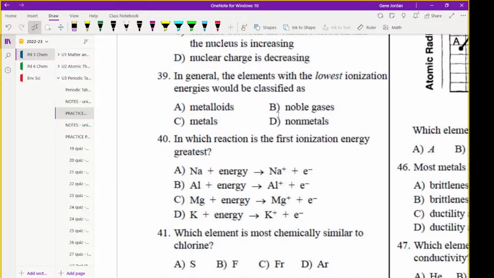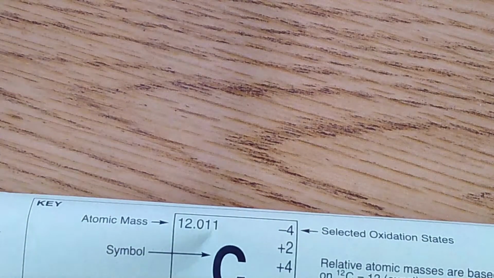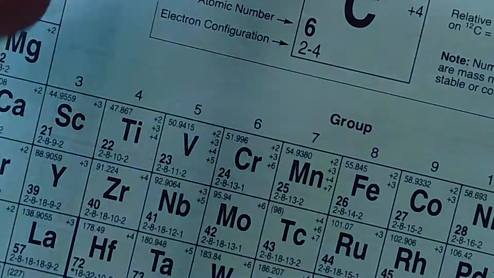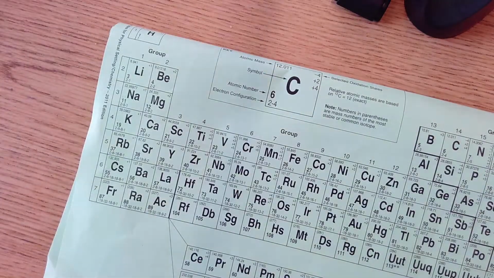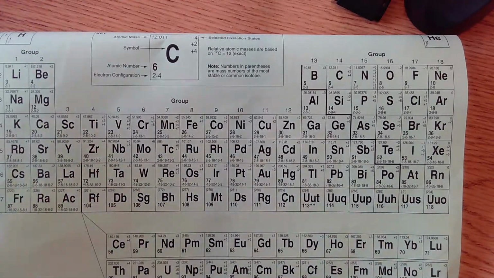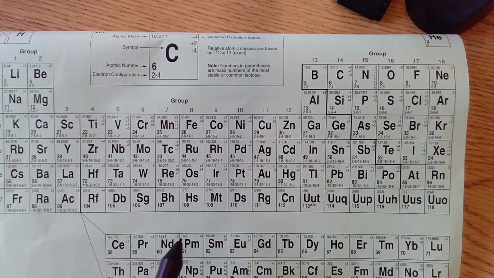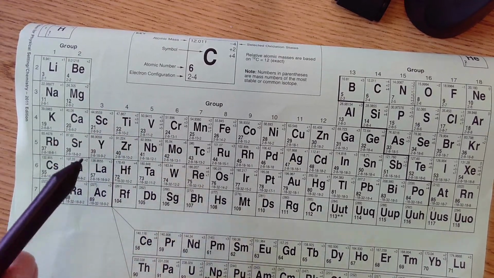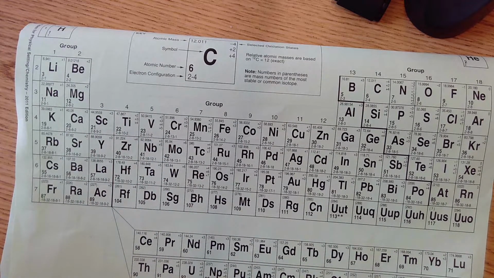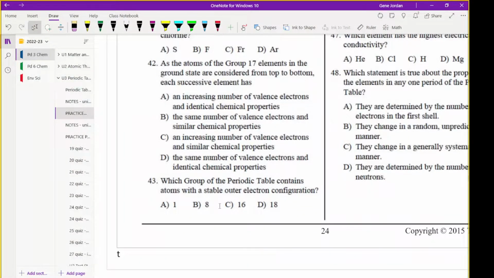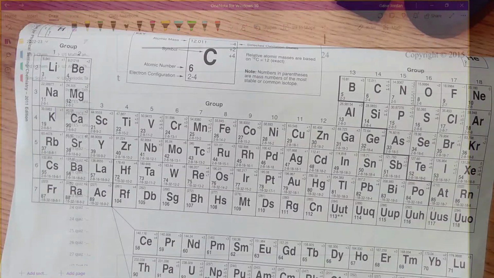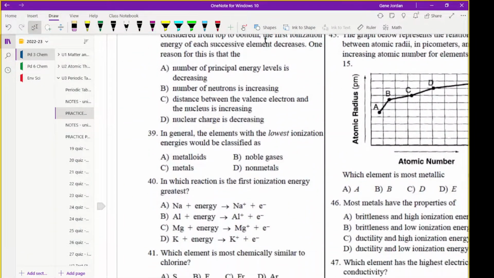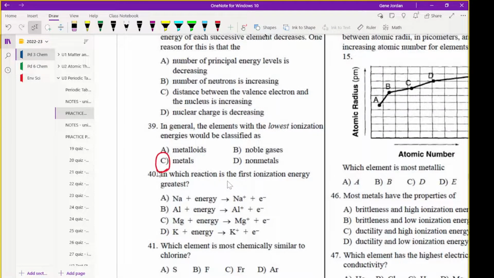All right, 39. In general, the elements with the lowest ionization energies would be classified as, well, let's again look at the periodic table's general properties, which is that we have greater and greater ionization energy as we move towards fluorine. Sorry. The lowest ionization energy would be considered the metals. If we had to choose, any alkali metals, but in this case, metals is all we need. All right. Sorry, I'm just going to find out where that is. Okay, good. So it's option C right there.